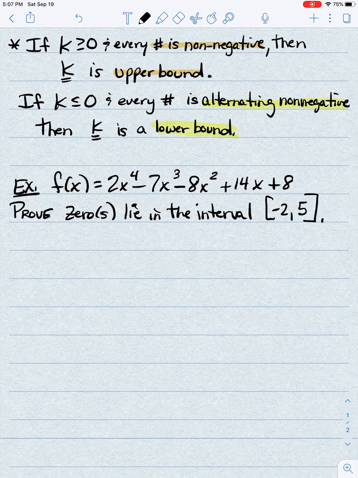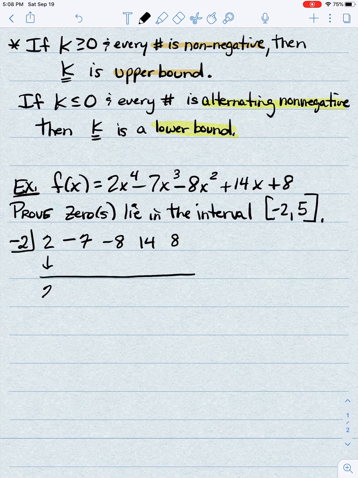So let's begin with the -2. All right, and we're going to use our friend synthetic division to help us out here. So my potential k value is -2. So I'm putting my little box, and I'm going to set this up for synthetic. Okay, all terms are here and in descending order, so I'm just taking off the coefficients. So 2, -7, -8, 14, and 8. Skip a line, draw our line, first number down.